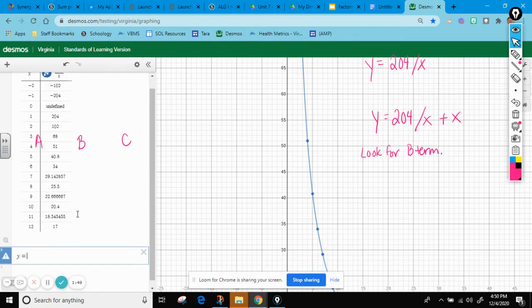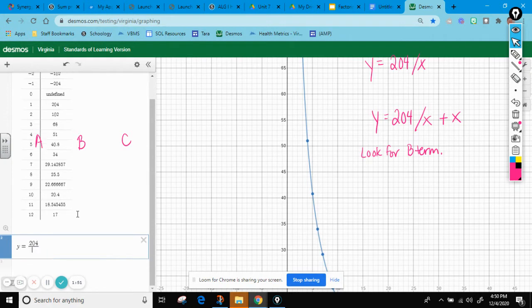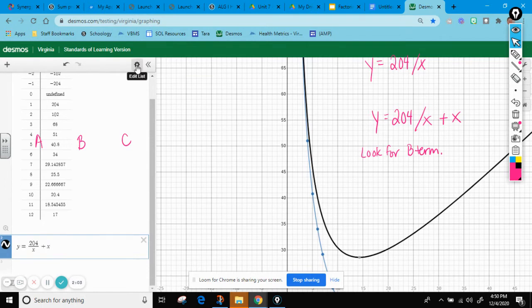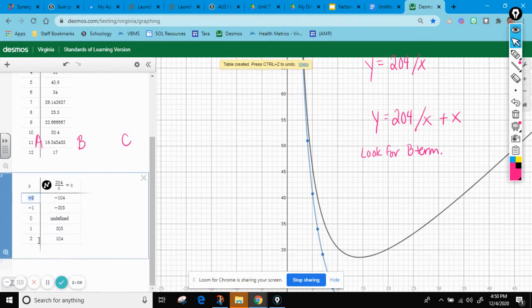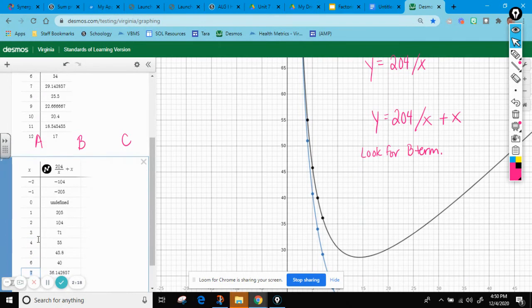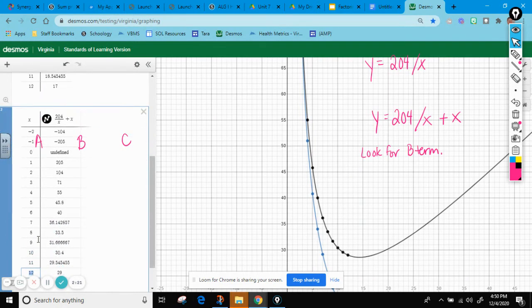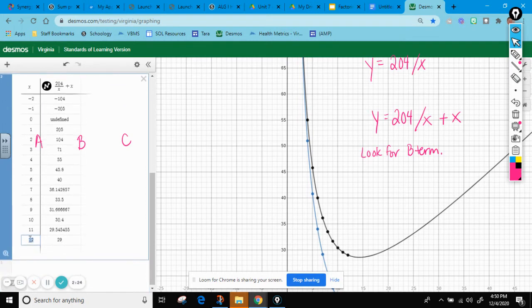Y is equal to 204 divided by x, and then move over with the arrow key. See where my cursor is now? And you're going to do plus x. Okay. And now you're going to turn that by hitting the cog wheel into a table. Click the table. Now, the number I'm looking for in this column over here is 29. So I'm just going to keep hitting enter until I see 29. Oh, I'm getting close. Oh, there it is. Okay, 29 and 12. So 12 is going to be one of my factors, but what is the other factor?